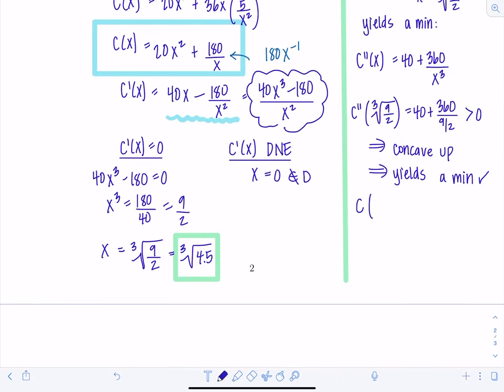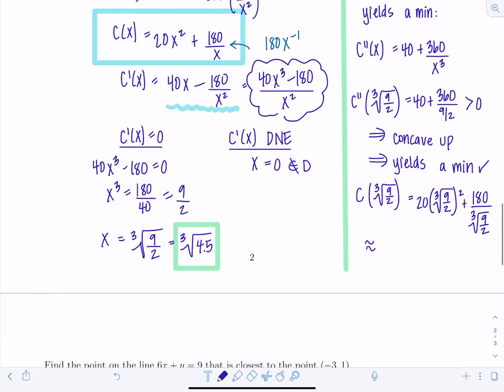So C of the cube root of 9/2 is going to be 20 times the cube root of 9/2 squared plus 180 over the cube root of 9/2. And then from here, we're just going to substitute everything in our calculator, and we'll round to the nearest penny. That's what makes sense here. So this is approximately $163.54. All right, that's our final answer. Nice job.